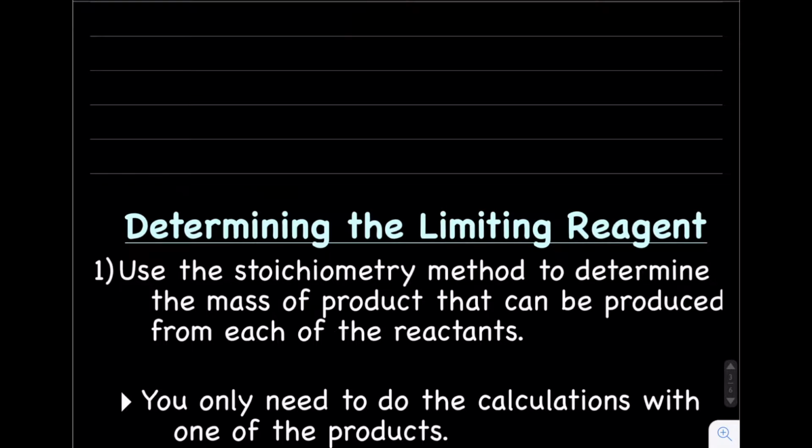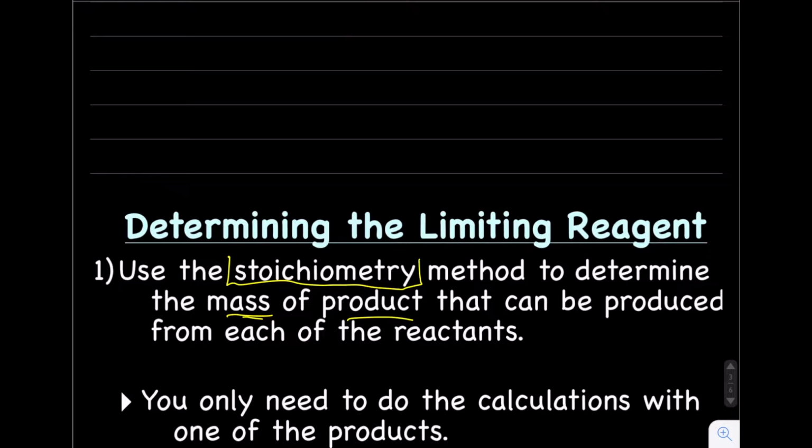So what we're going to do is use stoichiometry, the stuff we've been doing so far, to determine the mass of product that can be produced from each of the reactants. Okay, so we're going to calculate how many sandwiches we can make with the bread we have. We're going to calculate the number of sandwiches we can make with the amount of peanut butter we have, and we're going to calculate the number of sandwiches we can make for the amount of jelly we have.